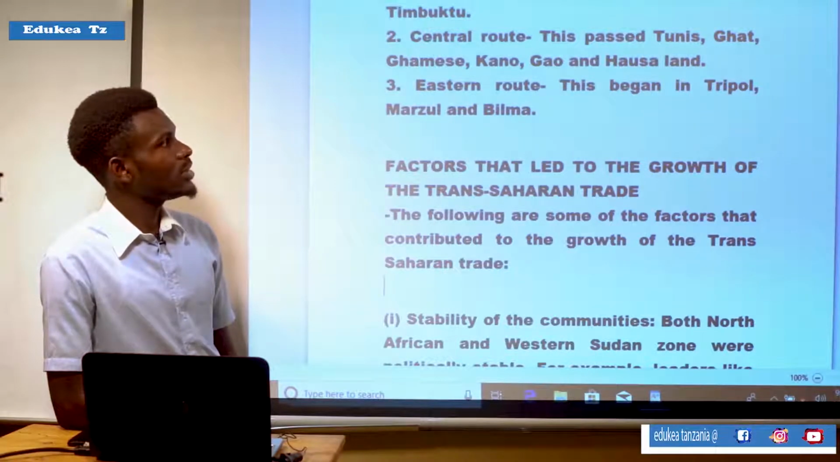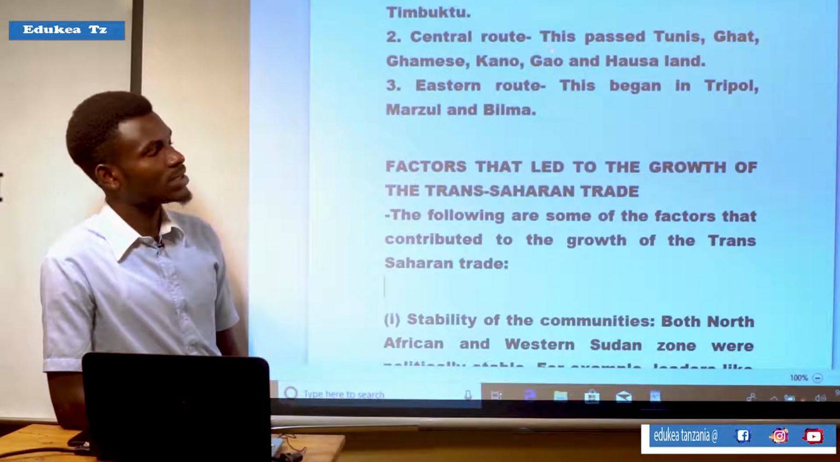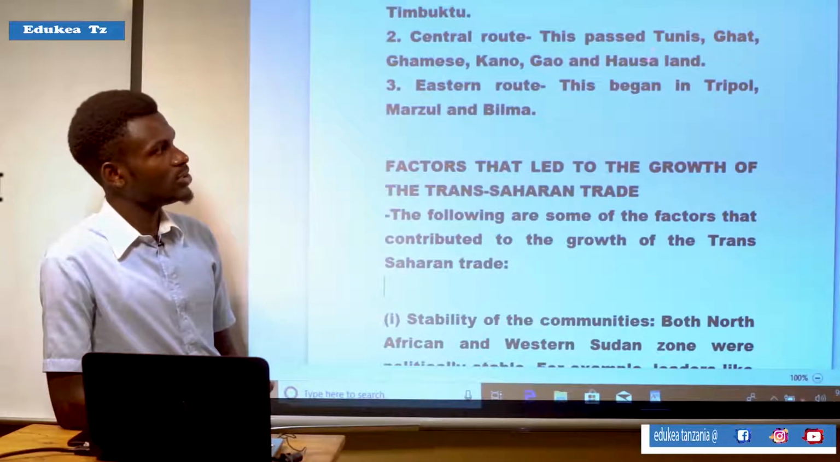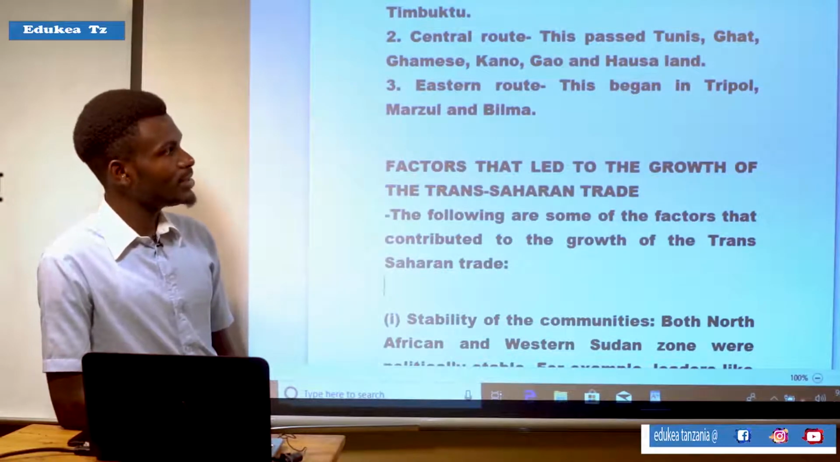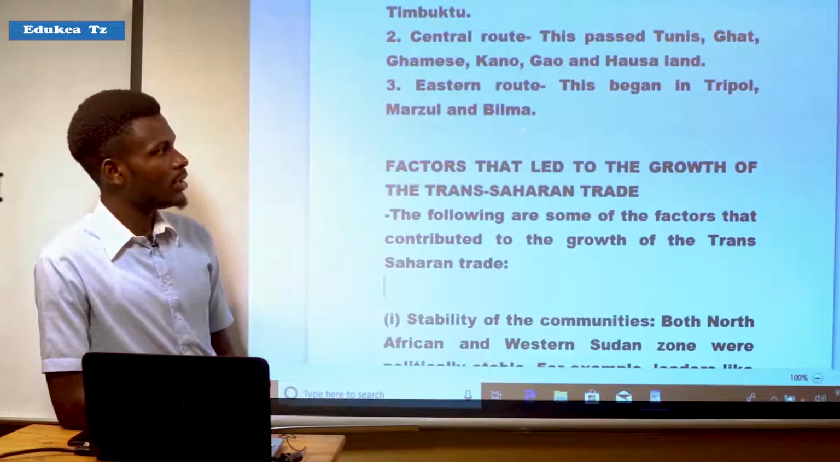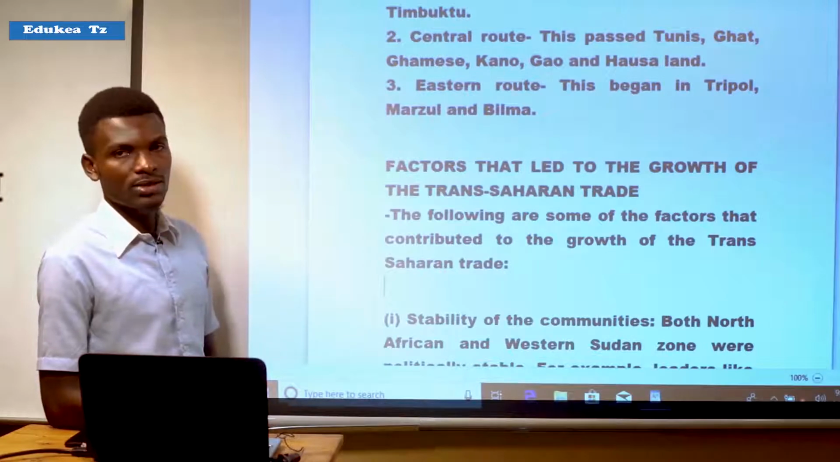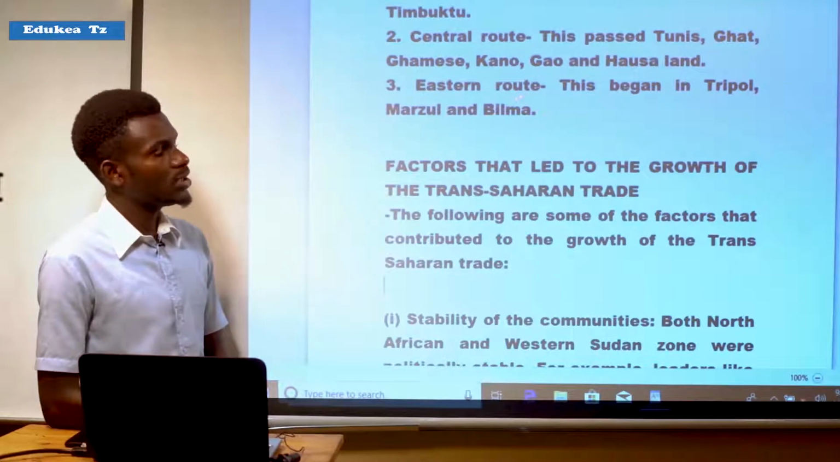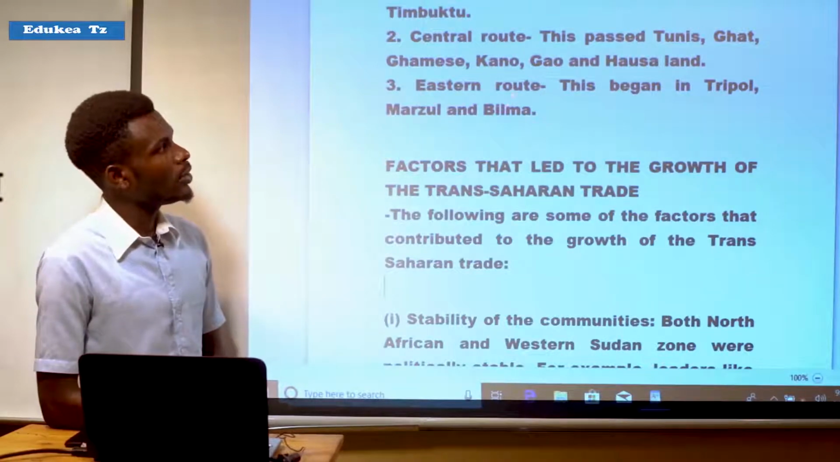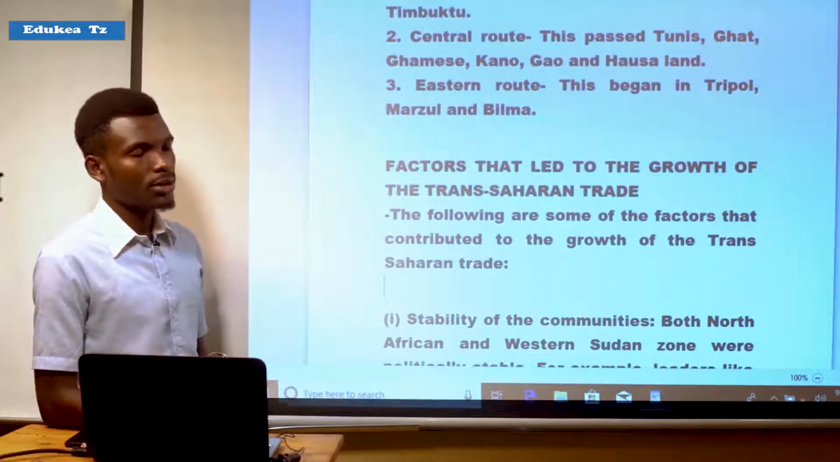And the second one was the Central route. It passed through Tunis, Ghat, Ghadames, Kano, Gao, and Hausaland. That was the Central route. And the Eastern route began in Tripoli, Murzuk, and Bornu. Those were the trading routes used during the transatlantic trade and the regions through which the routes passed.